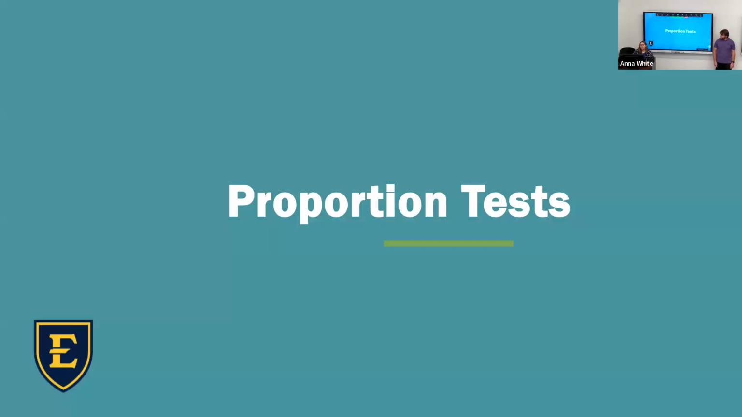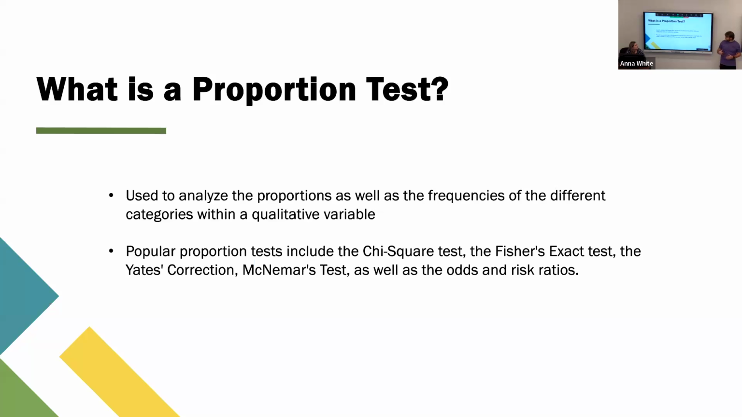Next, Jonah's going to come and talk a little bit about proportion tests. Yeah, so when using qualitative data, proportion tests are used a lot. So what is a proportion test? A proportion test is used to analyze the proportions as well as the frequencies of the different categories within a qualitative variable. The popular proportion tests include the chi-square test, Fisher's exact test, the Yates correction, McNemar's test, as well as the odds and risk ratios. We'll go into a little more detail on each of these in later slides.